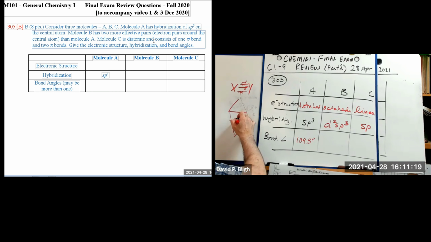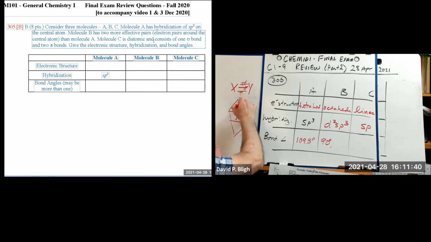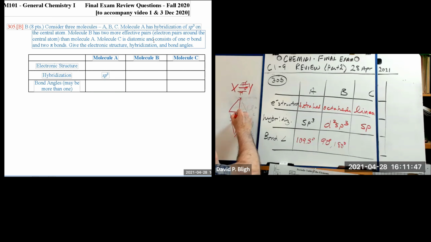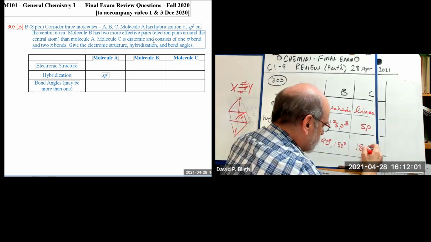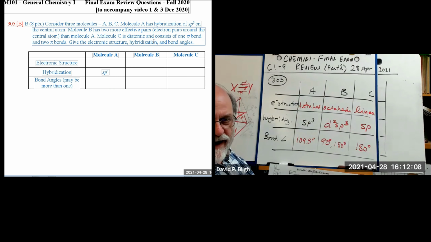So what are the bond angles? Well, if you have the central atom here, then the only possible bond angles that you can have are between this one and one of these, which will be 90 degrees. Or you could have this one all the way across to this one, which would be 180 degrees. Or you could have this one to that one, which is another 90 degrees, same all the way around. So 90 and 180 are the only possibilities for that one. And linear is 180. No other possibilities. Okay. That's 305.